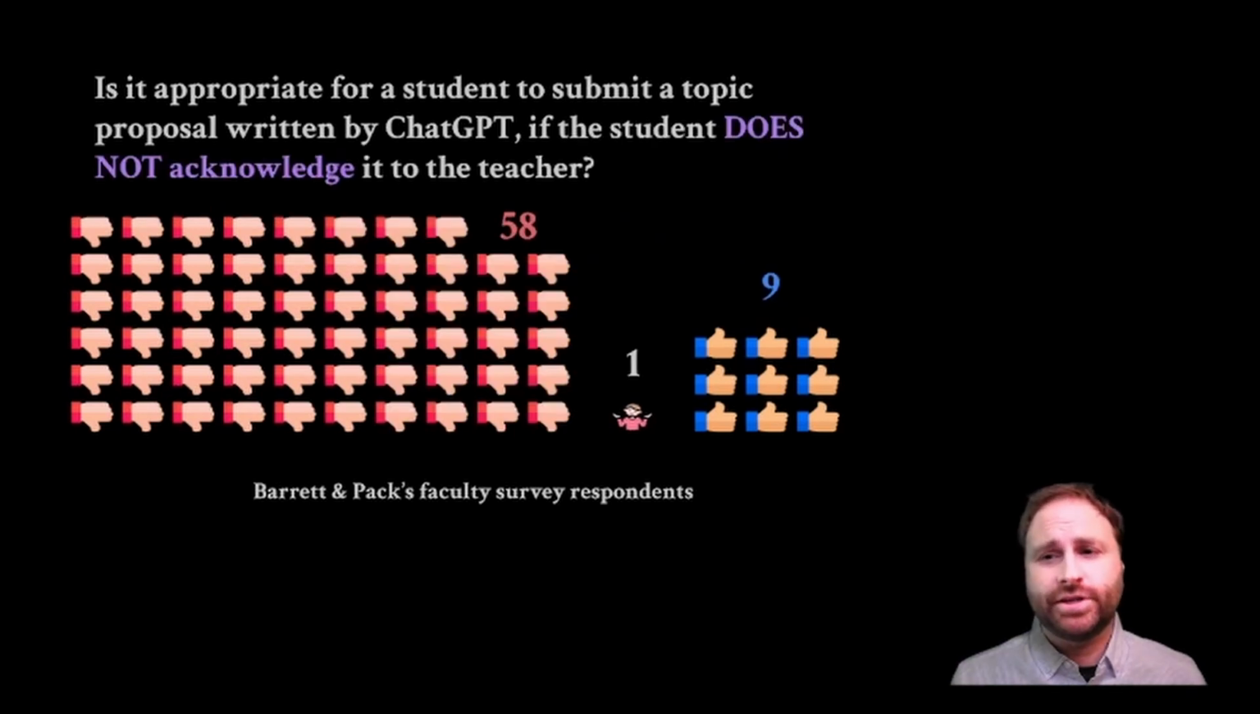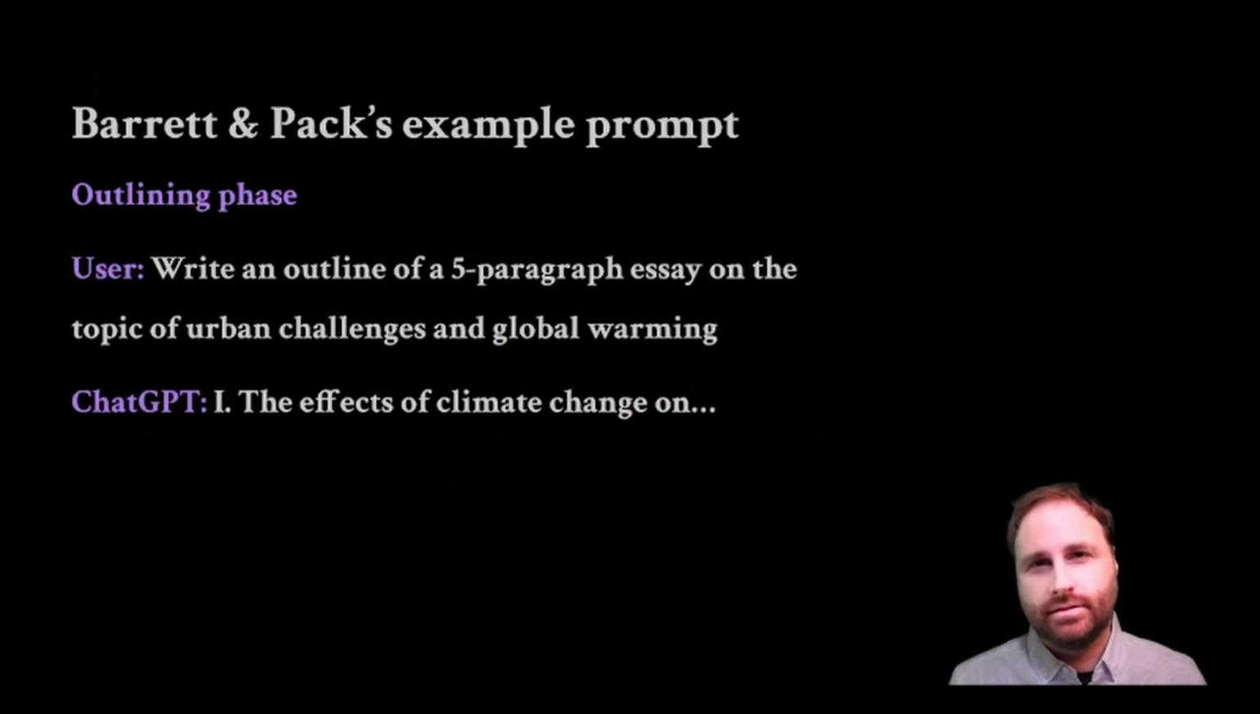There was a clear consensus among the faculty survey takers that it was not acceptable if the student did not disclose their use. This is an important point. In many cases, the teachers who responded to this survey are more accepting of students using AI when the students disclose it. The next phase in the writing process was the outlining phase.